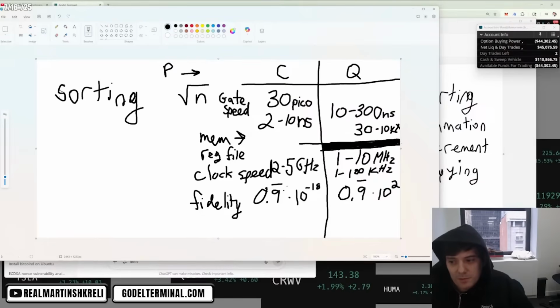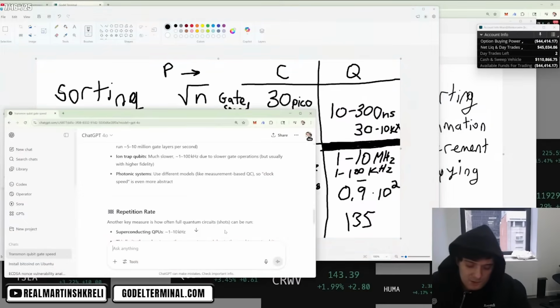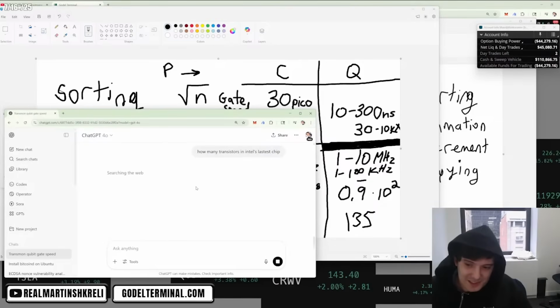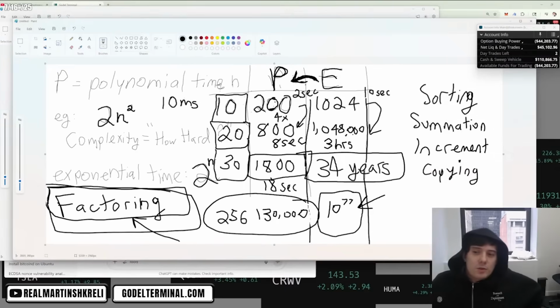And I guess finally, probably the most important thing is, what's your sample size? Well, we have a 135 qubit machine at IBM, but how many transistors are in Intel's latest chip? Look at how crazy this is. 44 billion. Okay. So if you have the exponential speed up, quantum computer wins.